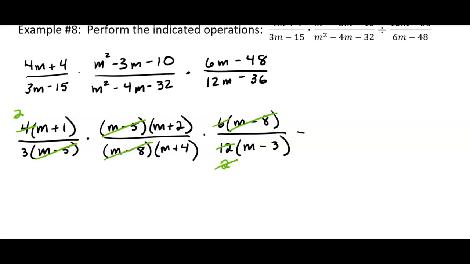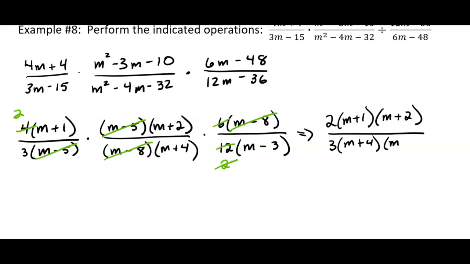In the numerator, we have a 2. We have an m plus 1. And we have an m plus 2. And then in the denominator, I have a 3. I have an m plus 4. And an m minus 3. And then I don't see anything else that cancels. I think I factored everything right.